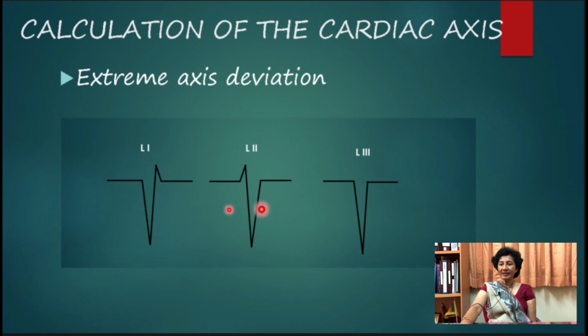In this slide, again in lead 2, there is negative polarity. Then analyze lead 1 and lead 3. In lead 1, what you can see is dominant Q wave, that means negative polarity. In lead 3, again there is a QS complex, that is negative polarity. If you see negative polarities in all three leads, lead 1, lead 2 and lead 3, that means that patient has extreme axis deviation. In this patient, the cardiac axis lies opposite to the normal axis.